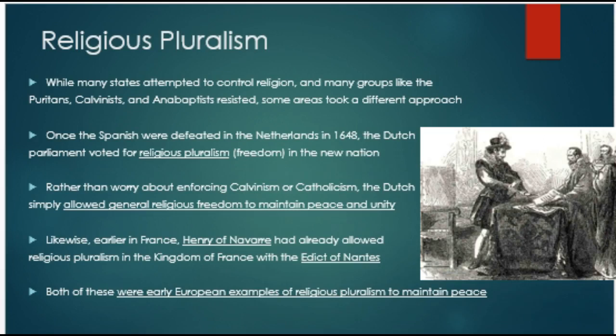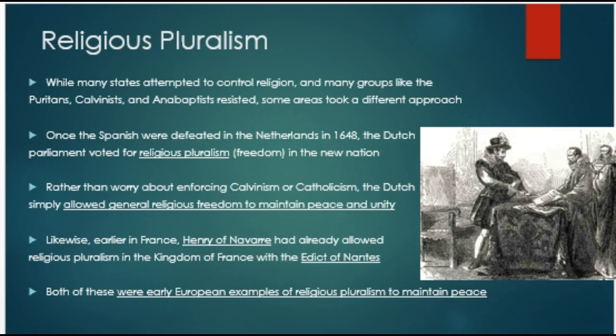While many states attempted to control religion, many groups like the Puritans, Calvinists, and Anabaptists resisted, and some took a different approach. Once the Spanish were defeated in the Netherlands in 1648, the Dutch Parliament voted for religious pluralism, or freedom, in the new nation. Rather than worrying about enforcing Calvinism or Catholicism, the Dutch simply allowed general religious freedom to maintain peace and even unity amongst Jews and Muslims.